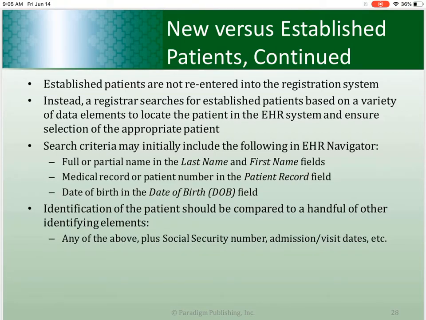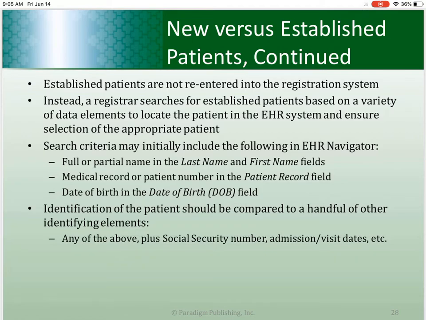So the process begins searching for the patient to determine whether the patient record is in the EHR Navigator. There are multiple ways to search for a patient using a variety of criteria, such as the following: the patient's full or partial name in the last name and first name fields, the patient's medical record or patient number in the patient record field, or the patient's date of birth in the date of birth field. Healthcare staff members can also use a combination of these criteria to find an established patient. So they could put in the last name and then they could put in the patient's date of birth.